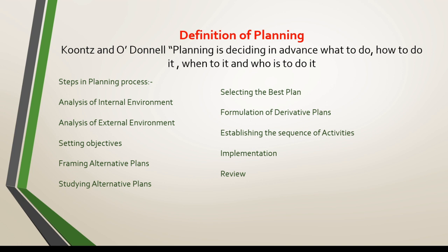Next one is implementation. Now, you are going for the implementation of these derivative plans. Derivative plans will tell you whether it is feasible to achieve your objective or not. That is comparison between planned and actual one, known with the name review. Now we are finished with steps in planning process.